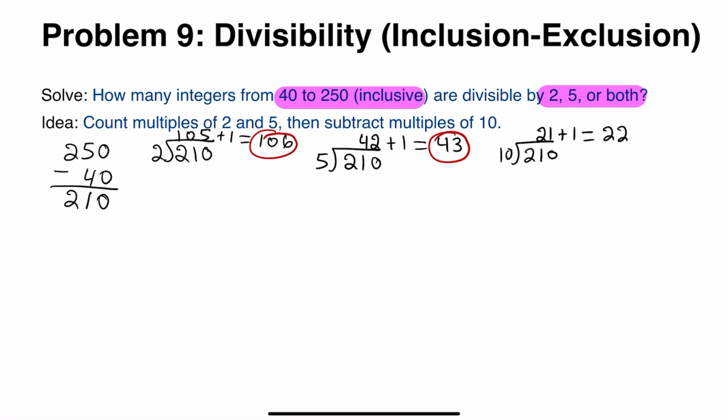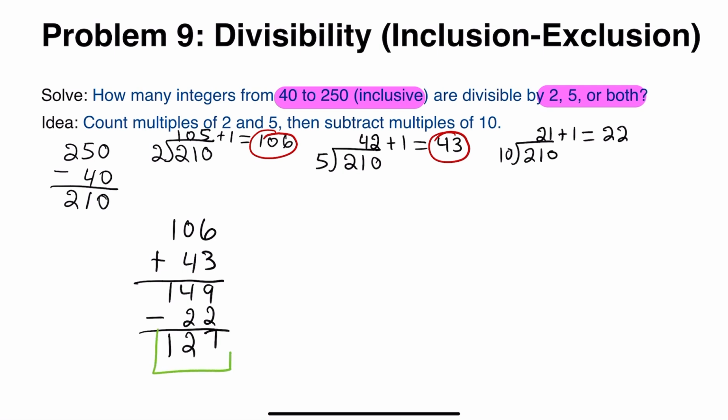All right, so we apply this inclusion-exclusion principle. So we're going to add the multiples of 2 plus the multiples of 5, which is 43. And then we're going to subtract the multiples of 10. So that gives us 127. So our final answer is there are 127 integers from 40 to 250 that are divisible by 2 or 5.